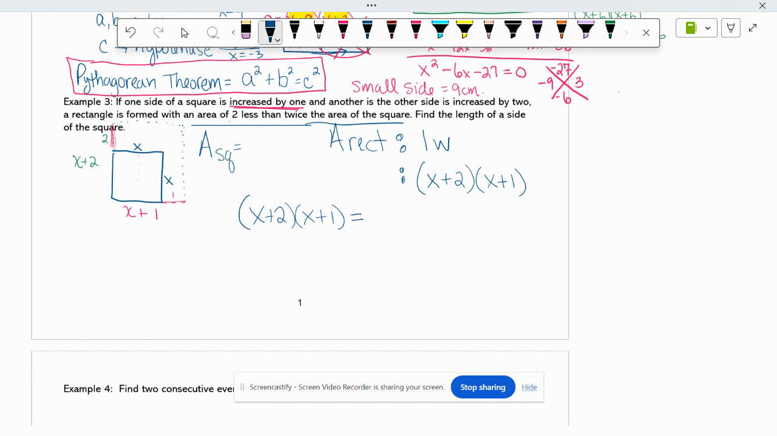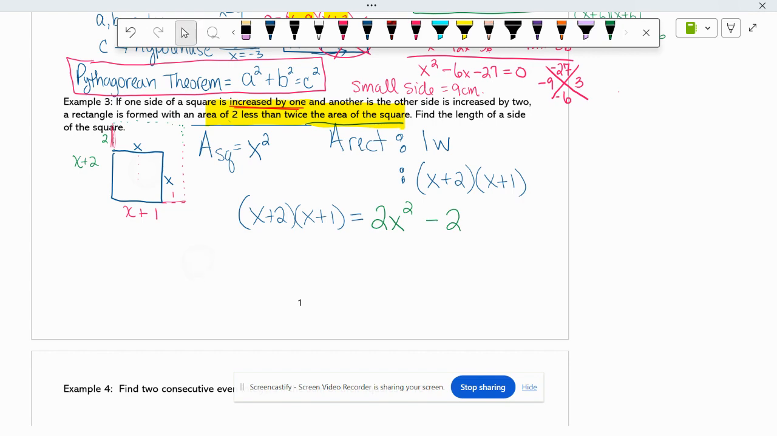Well, isn't the area of the square just x times x, which is x squared, right? So how do I show that I need 2 less than twice the area of the square? 2 less than twice the area of the square. So twice the area of the square minus 2. Do you see that? That's our equation.